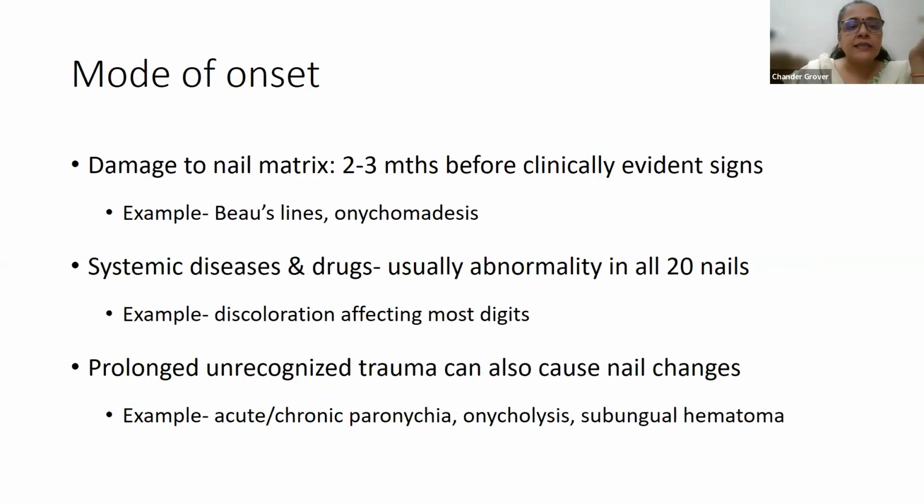As I was saying, matrix damage is going to produce changes in the nail plate, but that is not going to happen before 2 to 3 months, till that part of the nail plate grows out. So you need to be aware of that also. If the patient is presenting to me with those lines, then I have to think retrospectively in terms of what the patient was having 2 to 3 months back. Then systemic diseases and drugs are usually going to produce changes in all the 20 nails, rather than some local process, which is not going to involve all the 20 nails. So this is also a clue.